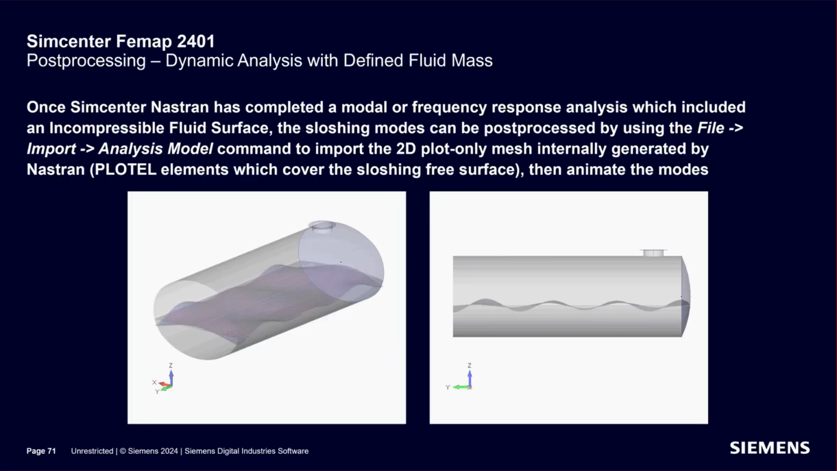Really, the only thing we did for post-processing for 2401 was the ability to read in plot only elements and then do plot elements, and then be able to actually display results on them.